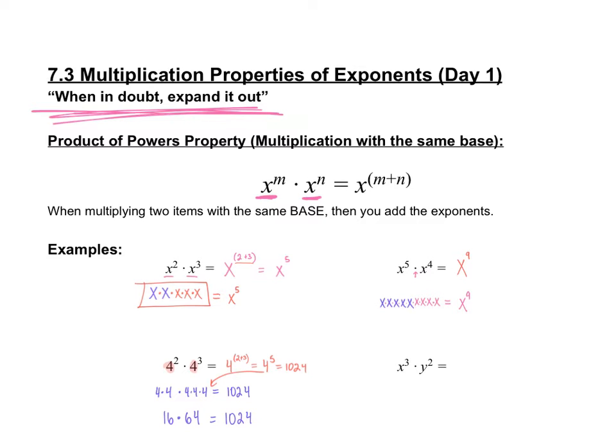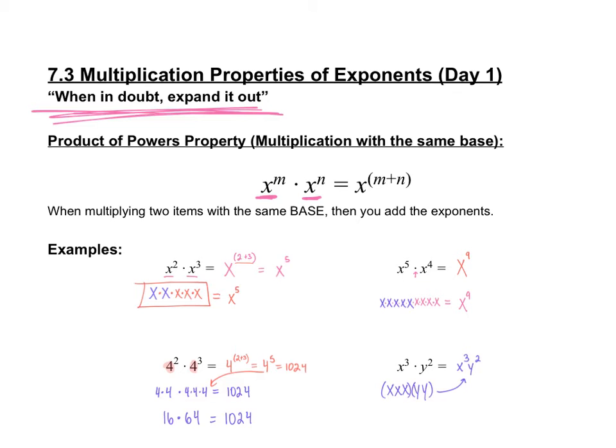Last one for this example, x cubed times y squared. This in fact equals x cubed y squared. Even if we expand it out, we have x times x times x and y times y. We can't combine the x's and the y's. It's like apples and oranges. So we have 3 x's, 2 y's, which gets us x cubed y squared. So that is our first product of powers property.